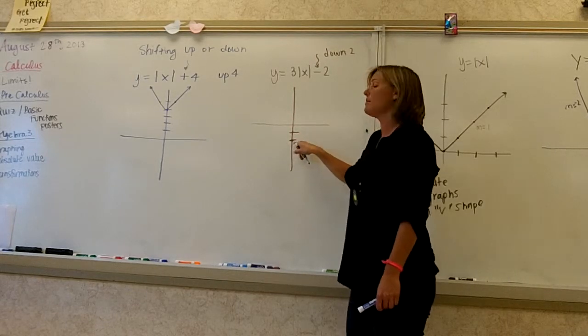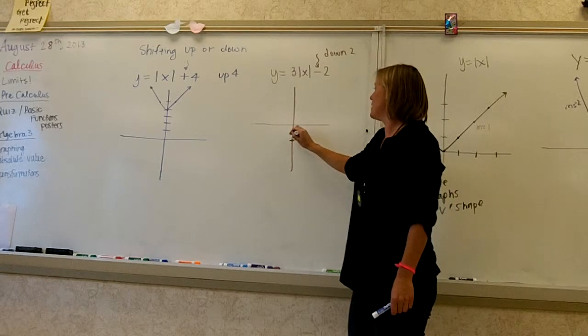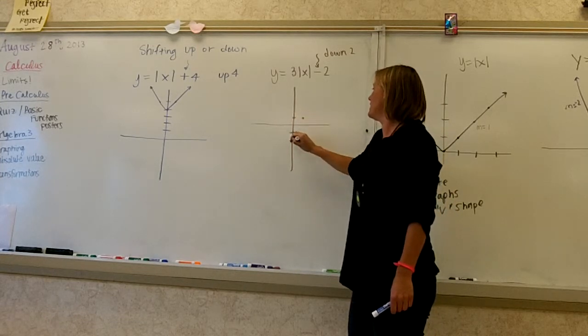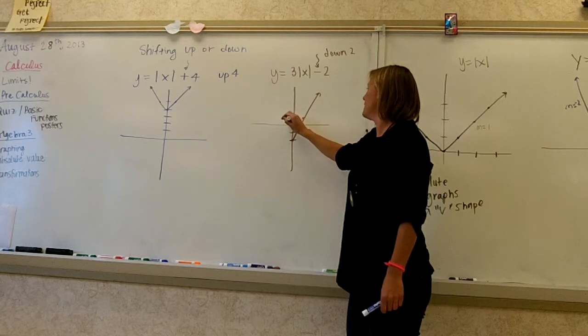And then from here, my new vertex, I graph a line with a slope of 3. So up 1, 2, 3 over 1. And then up 1, 2, 3, left 1.